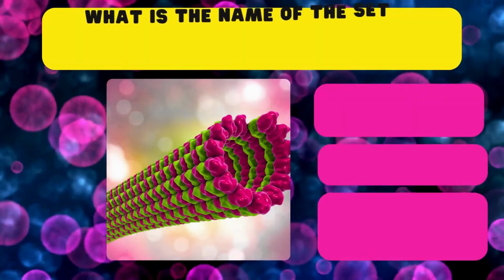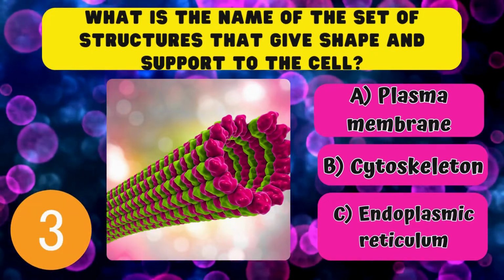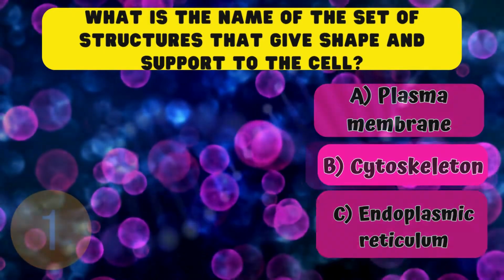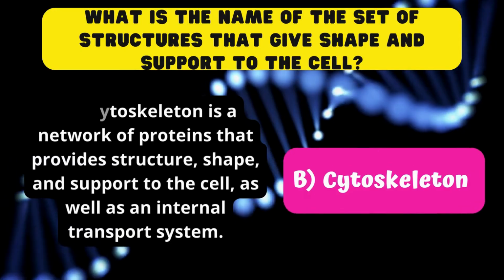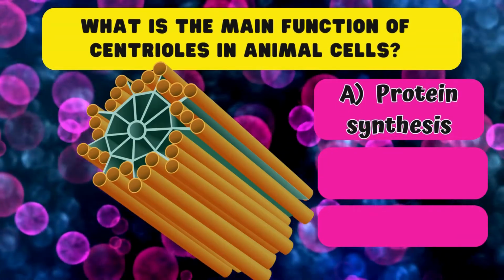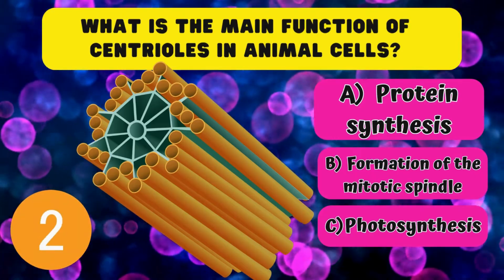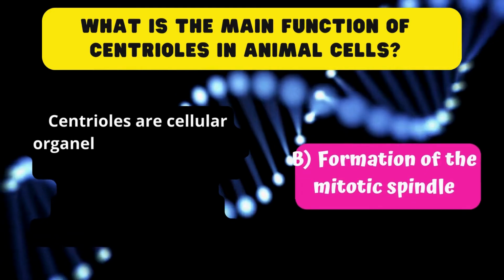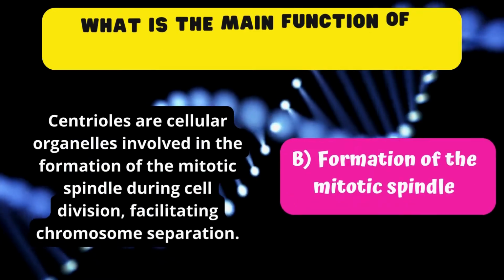What is the name of the set of structures that give shape and support to the cell? The cytoskeleton is a network of proteins that provide structure, shape, and support to the cell, as well as an internal transport system. What is the main function of centrioles in animal cells? Centrioles are cellular organelles involved in the formation of the mitotic spindle during cell division, facilitating chromosome separation.